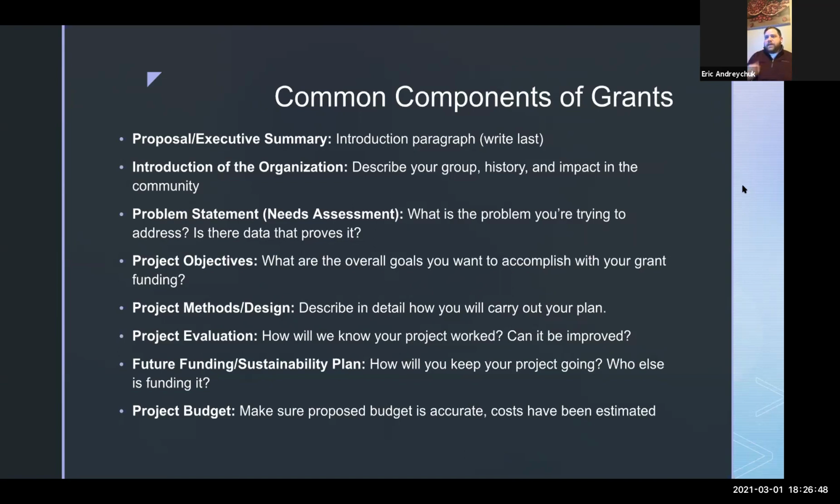So this is a great place to also describe your experience so far. If you have been doing this stuff for a while, you can talk about your previous projects or your previous grant opportunities that you've received and how those have gone. It's a really great way to show a funder that you have the experience, and that you've got some credibility, you've got some weight in the community.